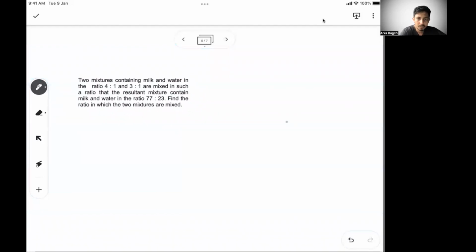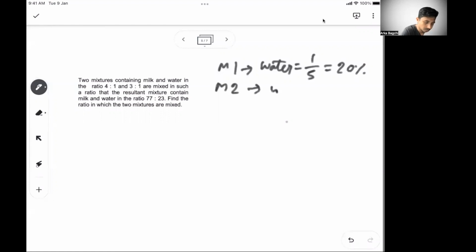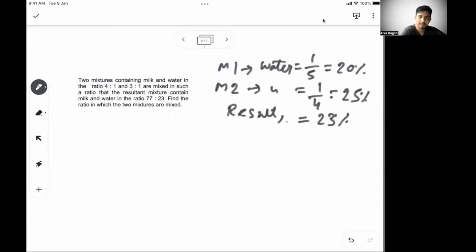Okay. Kind of a similar problem, mixtures containing milk and water. So if we repeat that, in mixture 1, your water is how much? 1 by 5 or 20%. In mixture 2, again your water is 1 by 4 or 25%. The resultant mixture contained water of 30%. So the resultant water is 23%. 77 is to 23.